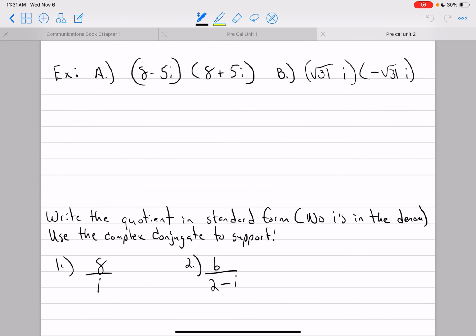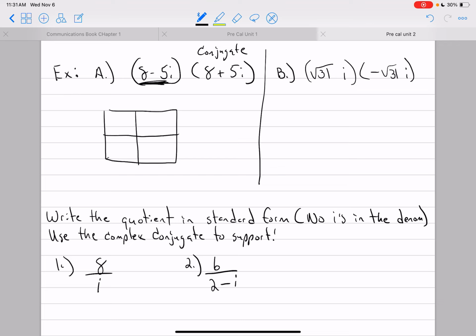First, let's see what happens when you multiply complex numbers with their conjugate. Here's a complex number, 8 minus 5i. Here's its conjugate, 8 plus 5i. If I multiply those together, look what happens. Actually, why don't you do it? Do the area model, multiply those together, please. Pause it right here and make that happen.